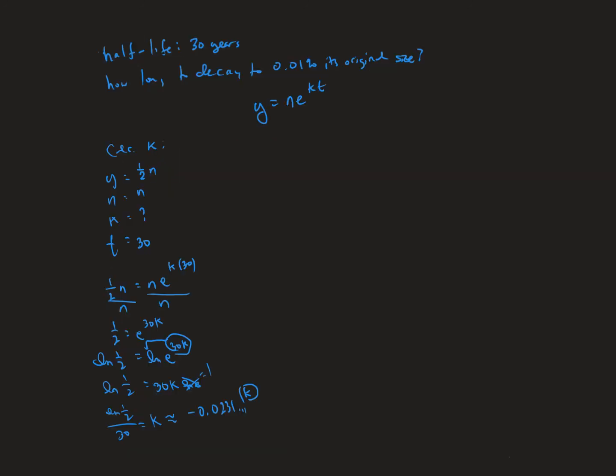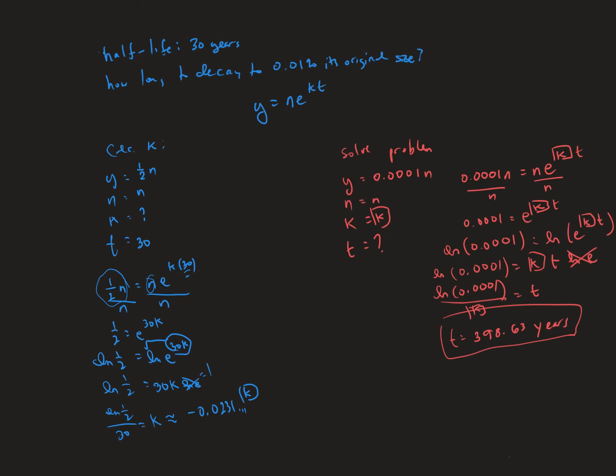So here's the work to calculate your K. I want you to notice, just like the first problem, that your final amount is 1/2 N, your initial amount is N, and the time is the half-life. That's always what this is going to look like on a half-life problem. That's always going to be your first step, is calculating the K with that information. So then when you finish the problem, you should get about 398.6 years. So this is how half-life works.